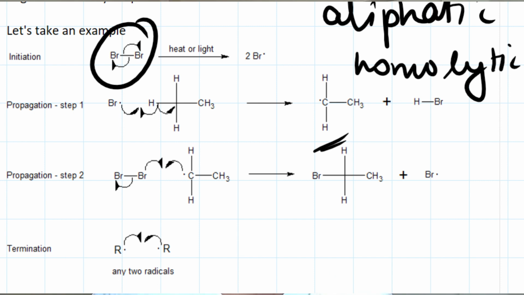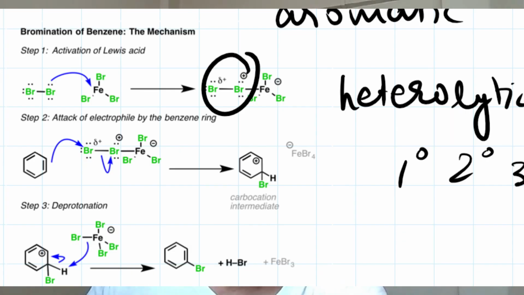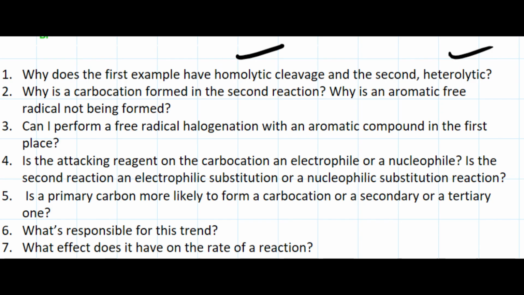Here I am noticing a homolytic cleavage, where Br2 is breaking homolytically, whereas in your second mechanism here the cleavage is heterolytic. Why is the first example homolytic cleavage and the second one a heterolytic one? Why is a carbocation formed in the second reaction? Why is the aromatic free radical not being formed, whereas in the first one you see a clear-cut free radical being formed? Why isn't that the case here? Can I perform a free radical halogenation with the aromatic compounds? Is it even possible?